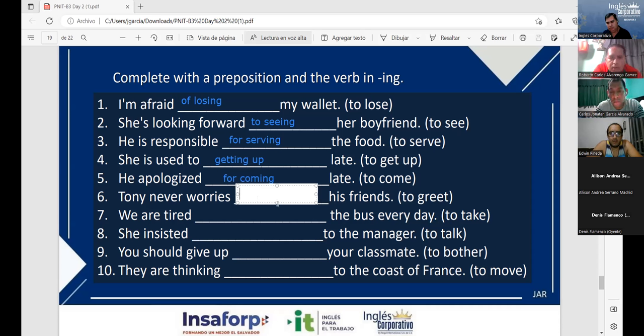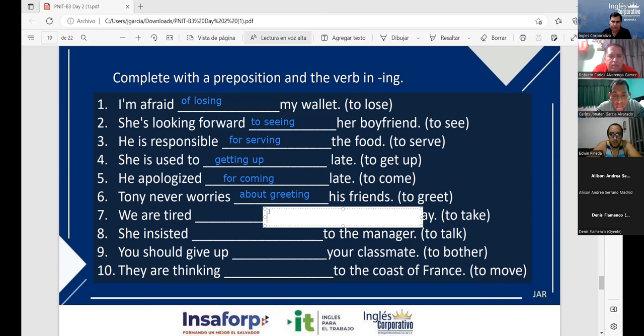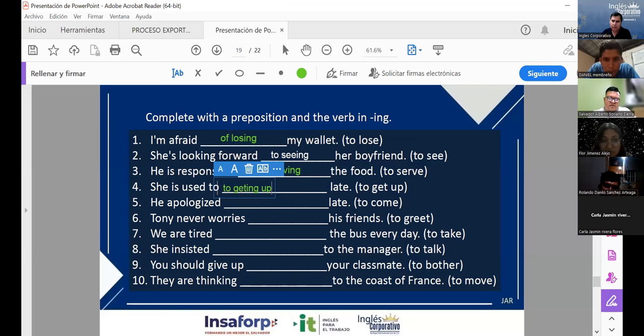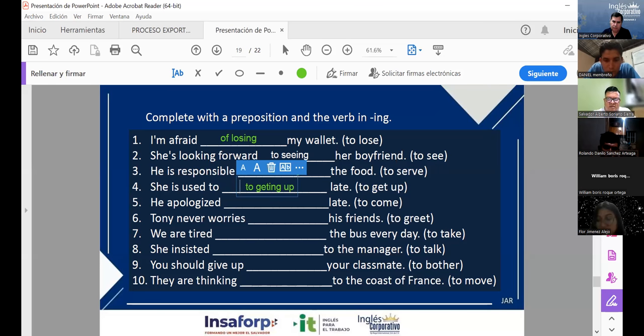Tony never worries. I think it's about. Never worries about. About. Greeting. Friends. Greeting. Saludar a sus amigos. Yeah, greeting. Getting out. No, que le falta una T más, ¿verdad? Una T, y aquí en la preposición ya está. Así que solo getting up. Entonces elimina el 2. Como ya el 2 ya está aquí. Y en la 9 no necesita preposición. Oh, ok.